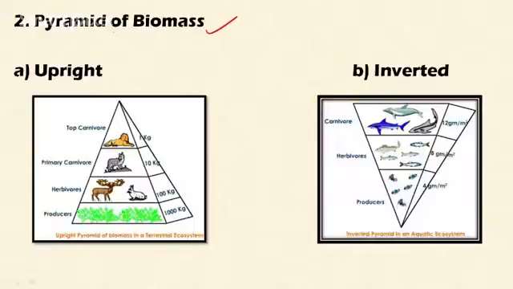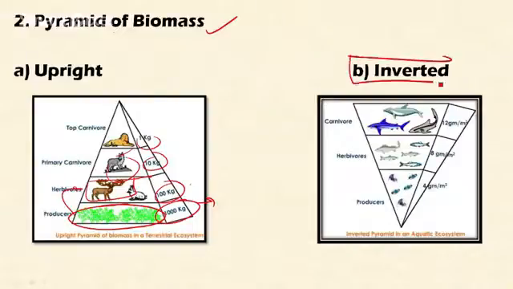For example, in a terrestrial ecosystem, the weight of trees may be 1000 kg, and the next level, herbivores, is still less. Here it assumes only 100 kg, then primary consumers 10 kg, then top carnivore only 1 kg. This shows the pyramid of biomass. An inverted pyramid of biomass can also be seen. It is seen in the aquatic ecosystem.